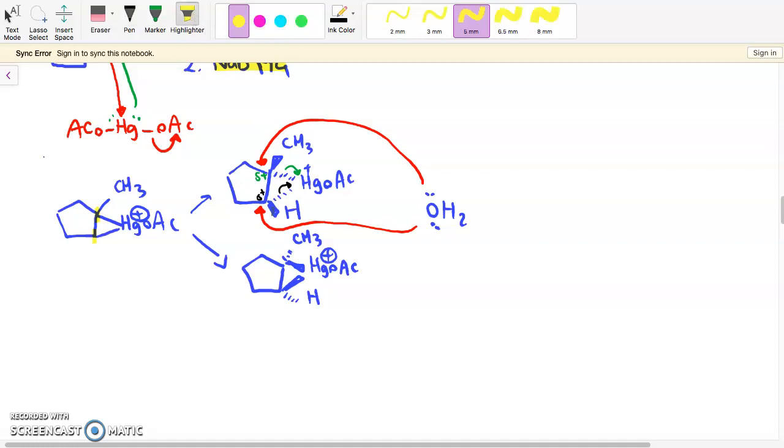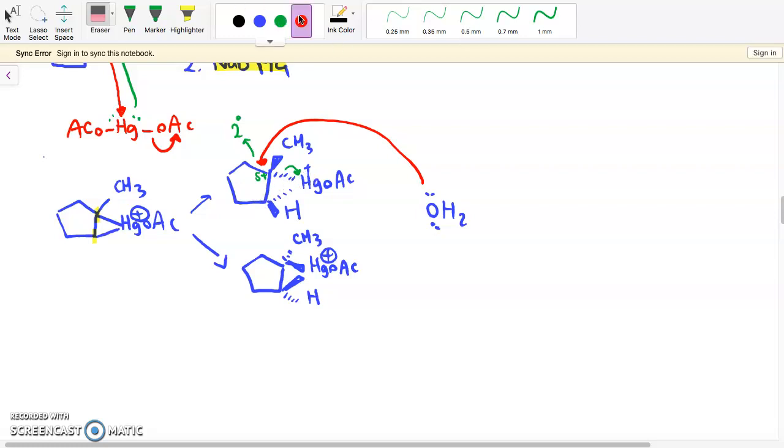Now looking at these two, the top or the bottom carbon, which one do you think will be more stable with that partial positive charge? The top carbon is going to be more stable because this is a secondary carbocation, whereas the bottom one is a primary one, so it's not going to be stable, and that's why water is going to attack the top carbon. So let me just erase this. Okay.